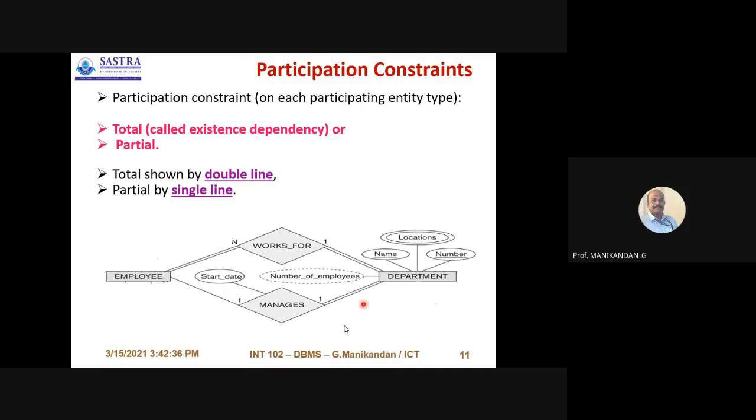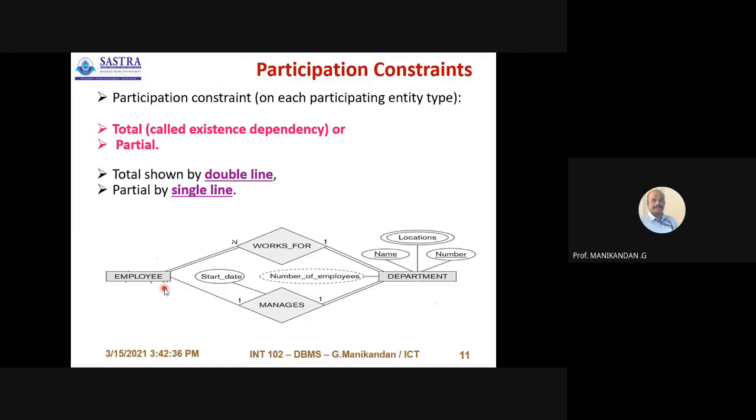So with respect to our company database, here is an employee. What is the relationship type? Manages, between department and employee. What is the constraint with respect to department and the managers? If you take a department, according to our problem statement, it is mandatory to have a manager for that particular department. So the entity type department has a total participation in the relationship type manages.